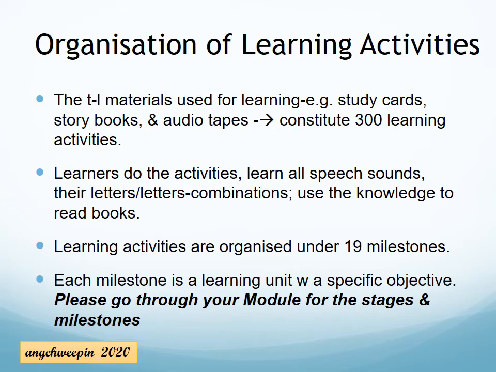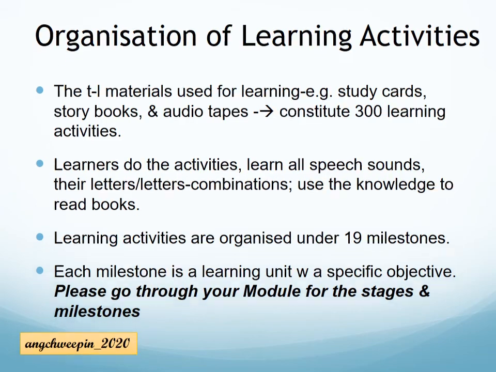These learning activities are organized under 19 milestones. Each milestone is a learning unit with a specific objective. This objective is attained by the learner by doing several learning activities given for that milestone. There are 7 milestones in stages 1 and 2, 9 in stages 3 and 4, and stage 5 contains 3 milestones. Please go through your module for the stages and their milestones.